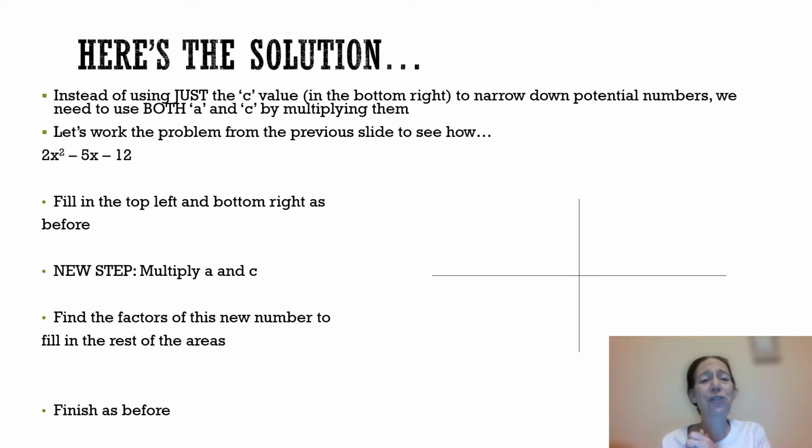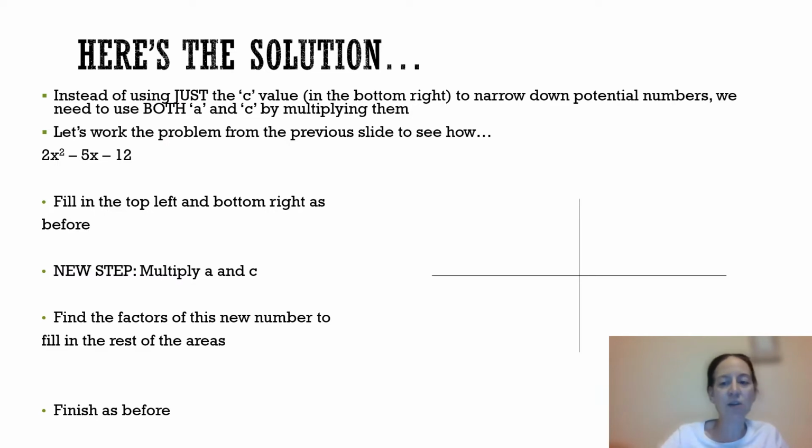So here's the solution to our problem. Instead of using just the C value, which is that value in the bottom right here, to narrow down the potential numbers, we need to use both the A and the C. So that number right there in front of the x squared complicates it.